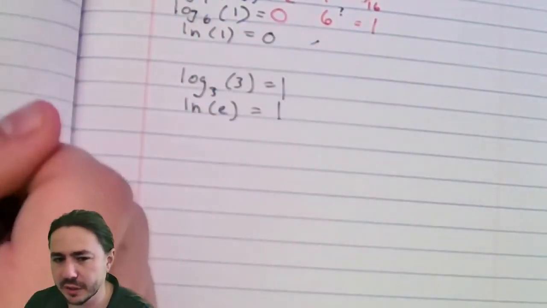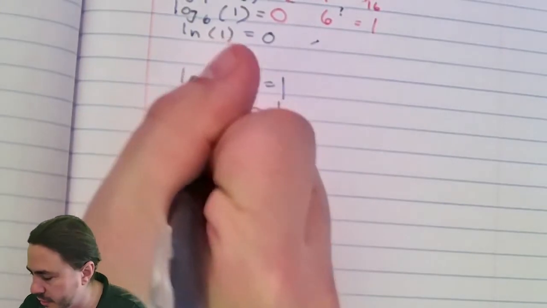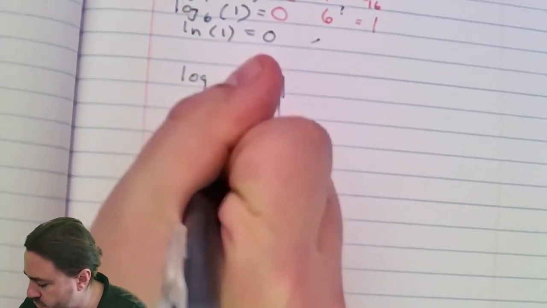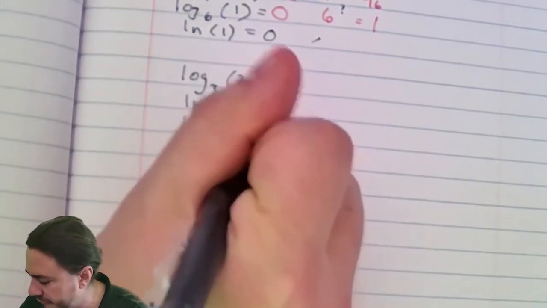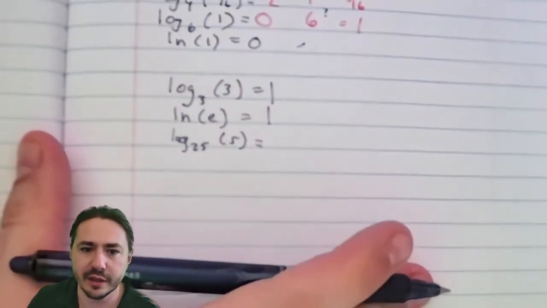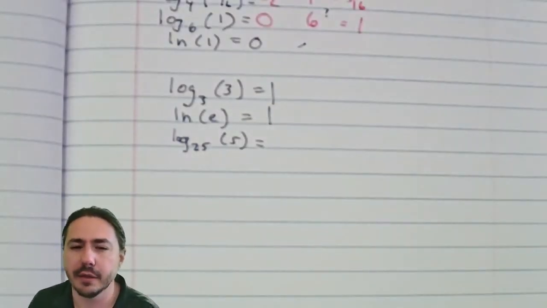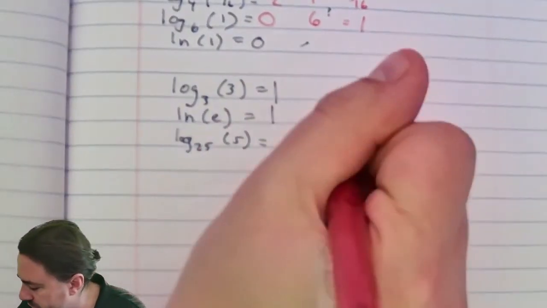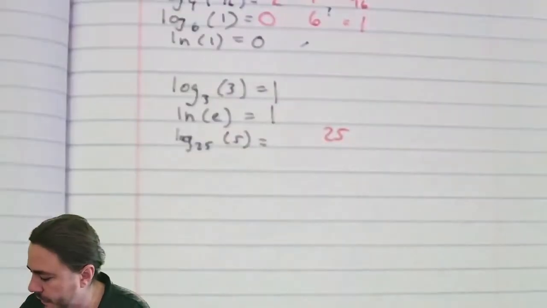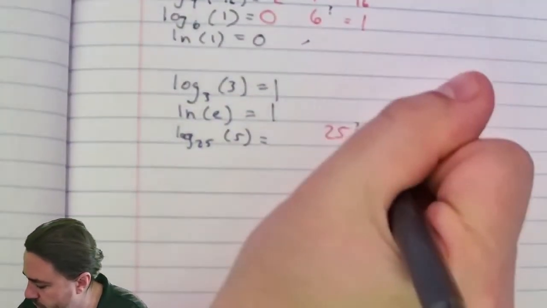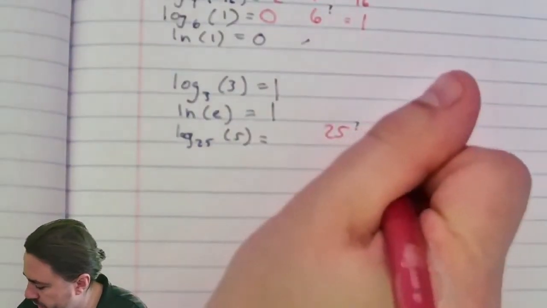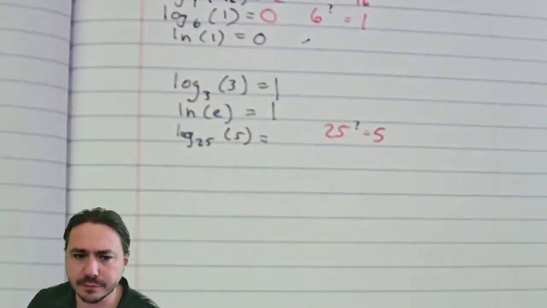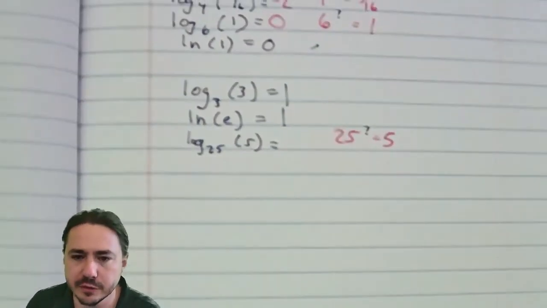Let's get a little trickier here. Let's say we have log base 25 of 5. Now, if you're doing this really quickly, you might just say, oh, 2, because 5 squared is 25. But the question here is that the base here is actually 25. So the question is 25 to what power is 5? Say, oh, well, 5 is smaller than 25. How can that be a power?